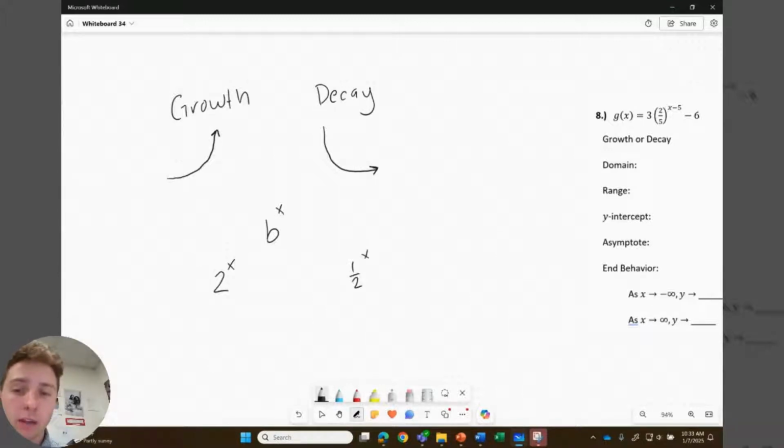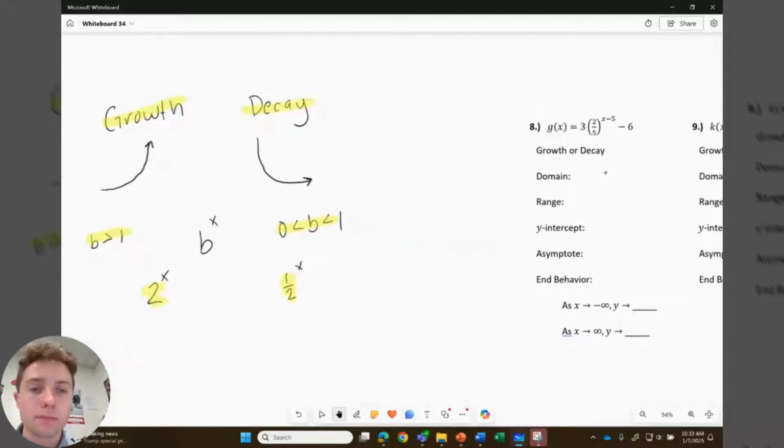If that base value is larger than 1, in this case, 2 is larger than 1, that means that your function will grow. If your base is less than 1, it'll never be negative, that would make it so it's not an exponential. But if that value is less than 1 instead, that would now tell you that your function is decay. For example, this value of 1/2 is smaller than 1. Your graph would go down.